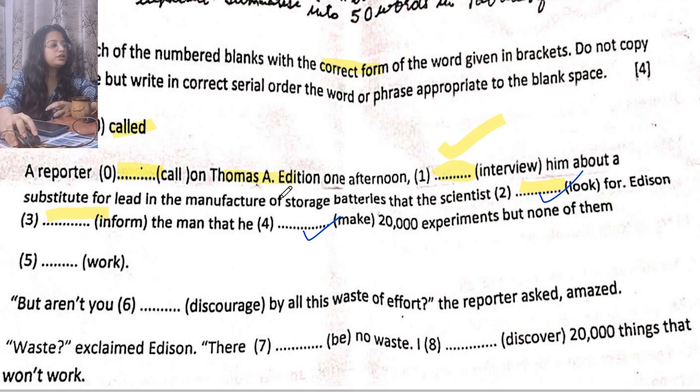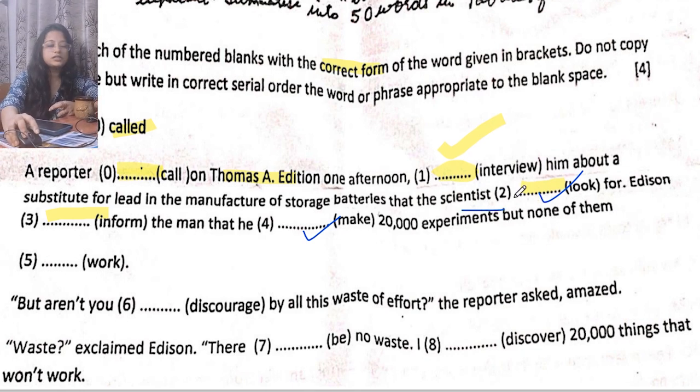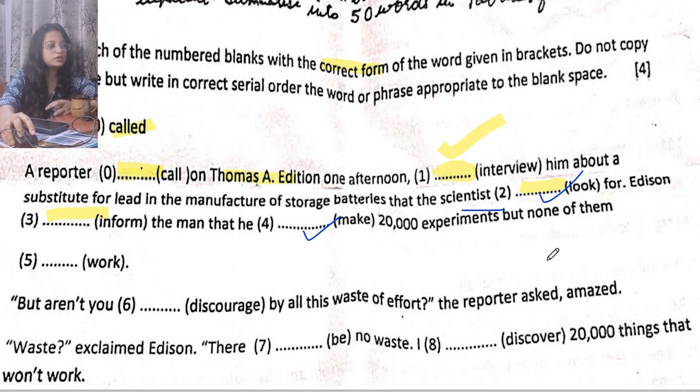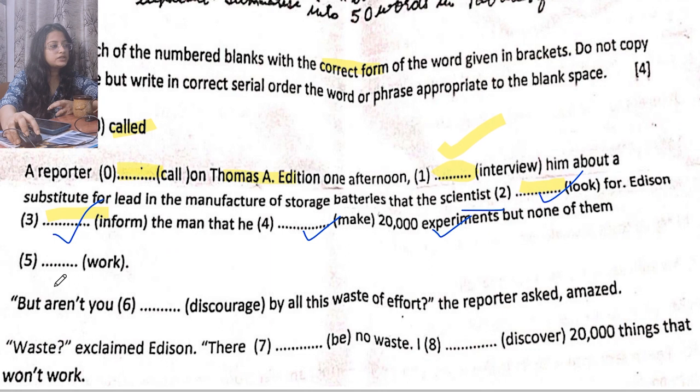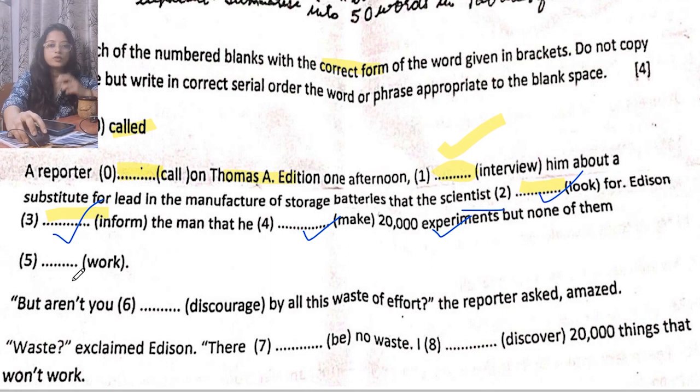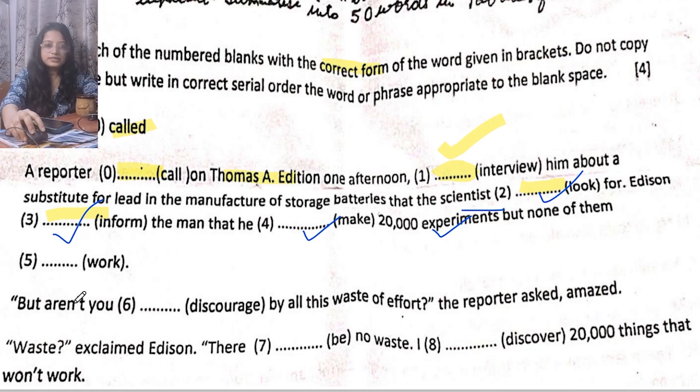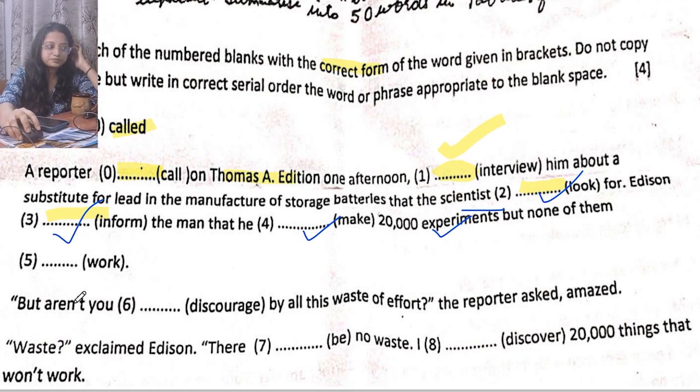So, our reporter called on Thomas A. Edison one afternoon to interview him about a substitute for lead in the manufacture of storage batteries that the scientists are looking for. That the scientist is looking for. Okay, because it is singular, so it will be is looking for. Edison informed the man that he has made 20,000 experiments, but none of them worked. Okay, has made previously, but none of them has worked.